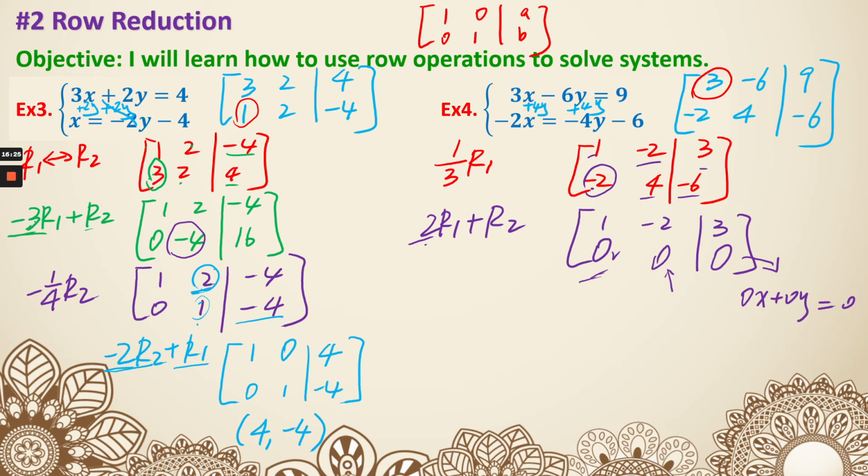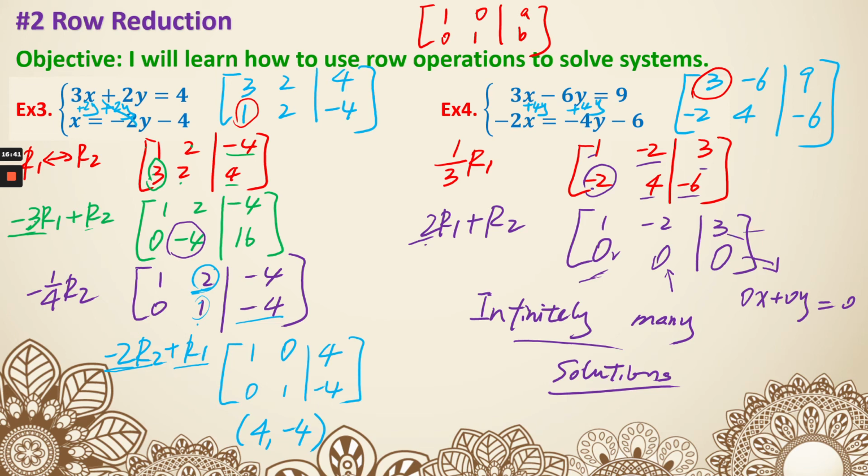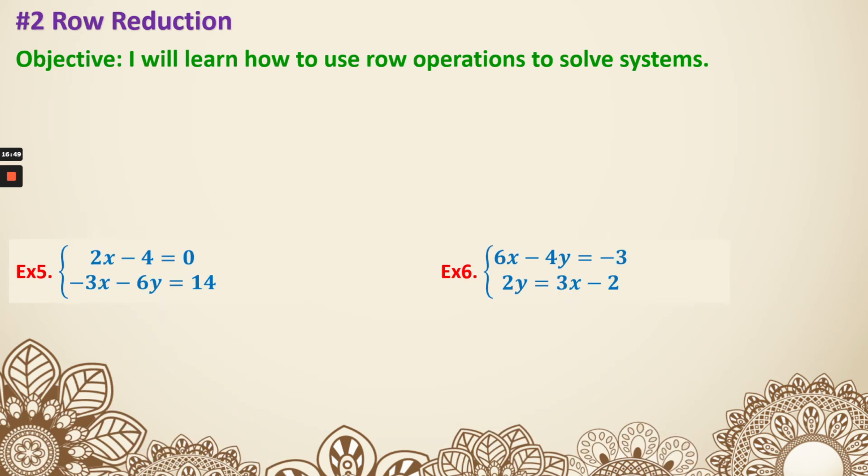For this situation, the answer is not NA. The answer is actually infinitely many solutions. Because x and y would have many answers that would satisfy the first row of requirements. So that is a special case, example 4. Moving on, example 5 and 6.